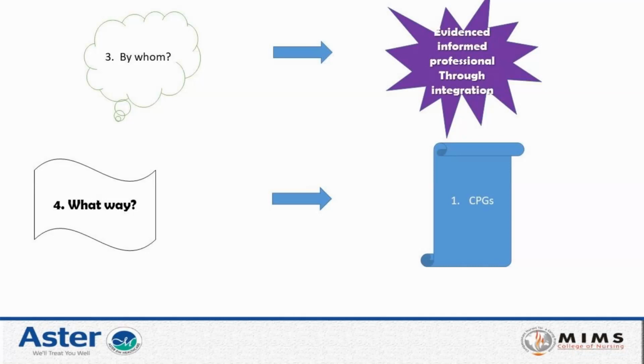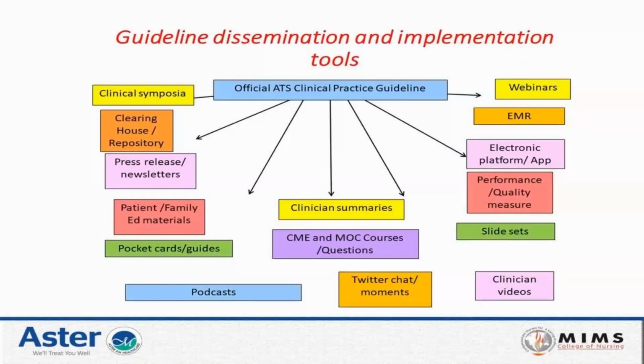Then what way? I told you, when we are translating knowledge, it is a multi-dimension, non-linear process. All this I have told. So we have to use those and develop new technology or new process for implementing this. There come clinical practice guidelines or good clinical practice guidelines. So you can see guideline dissemination and implementation tools.